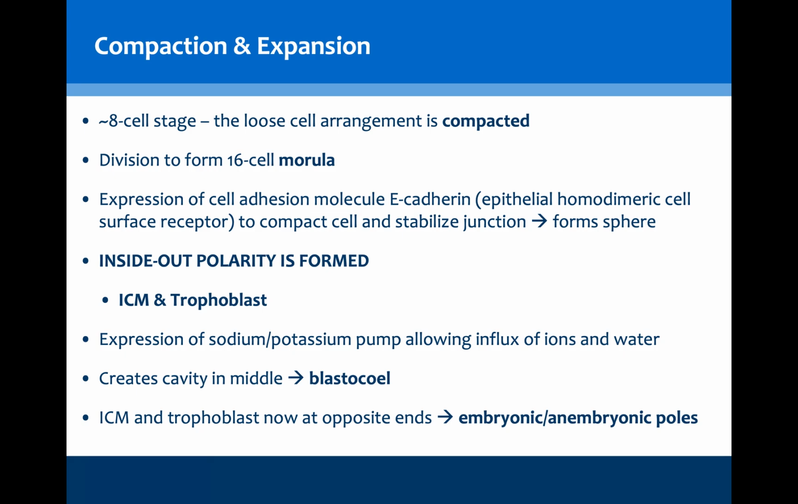And in order to keep this structure maintained, you have the cells adhere to each other using this molecule E-cadherin, epithelial cadherin, and this is a homodimeric reaction such that E-cadherin only binds with other E-cadherin molecules. And it's a strong connection, and it allows it to compact and stabilize to form this sphere. And as a result of that inside-out polarity, what you then dictate is the formation of the inner cell mass, which will form our embryo proper, and the trophoblast.